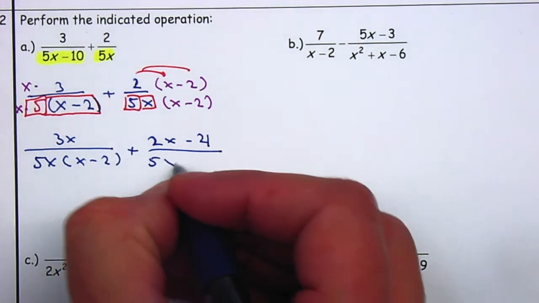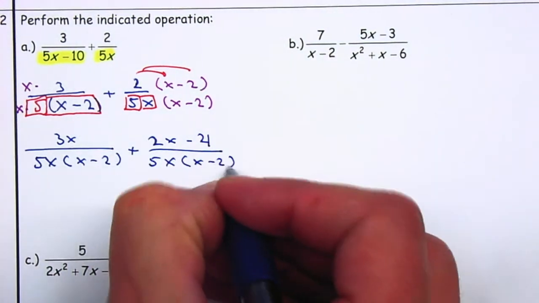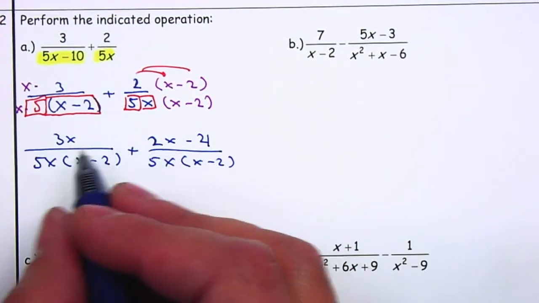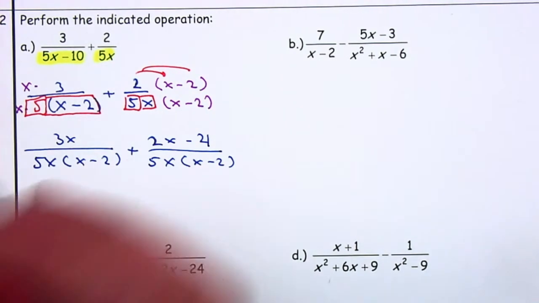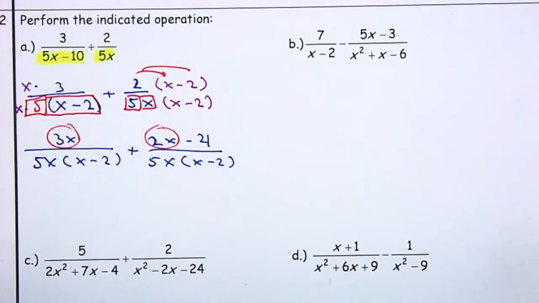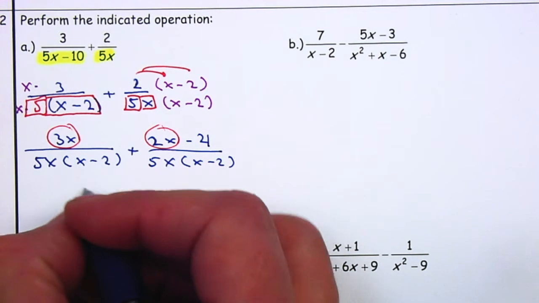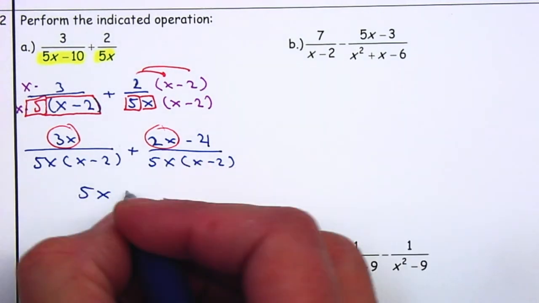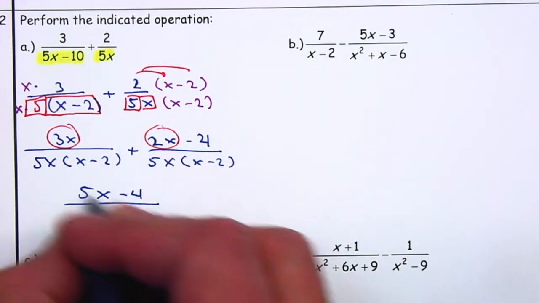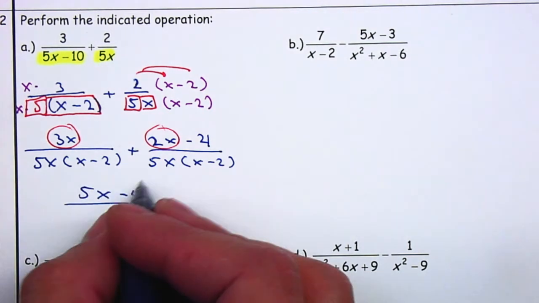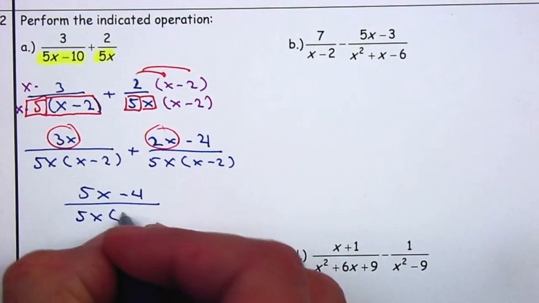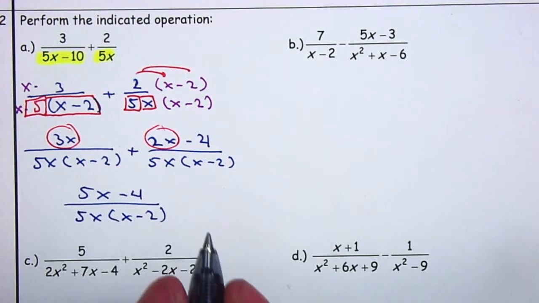Now we have 5x, x minus 2. Now that we have the same denominator, we can go and add the fractions. We can combine like terms. That will give us 5x, and then we have minus 4. The denominator will stay the same. It will be 5x multiplied by x minus 2.